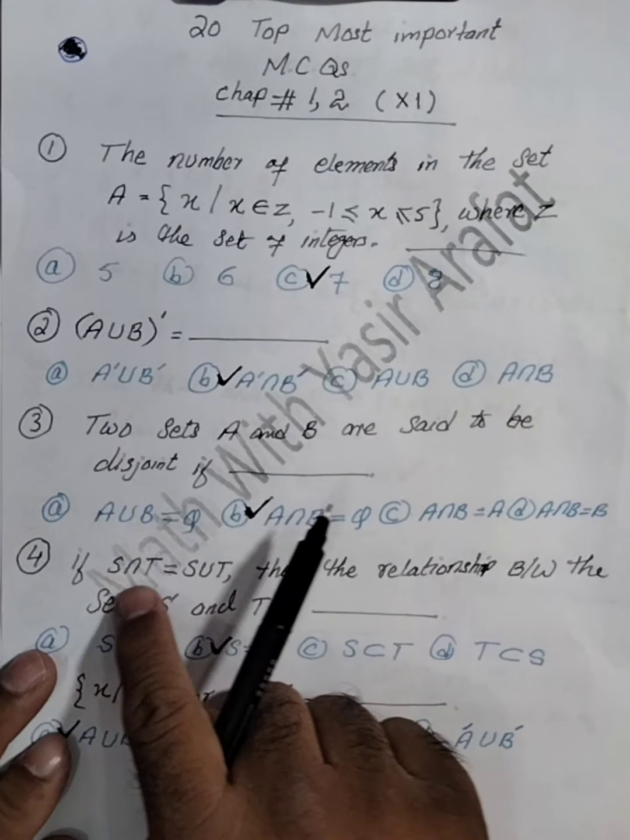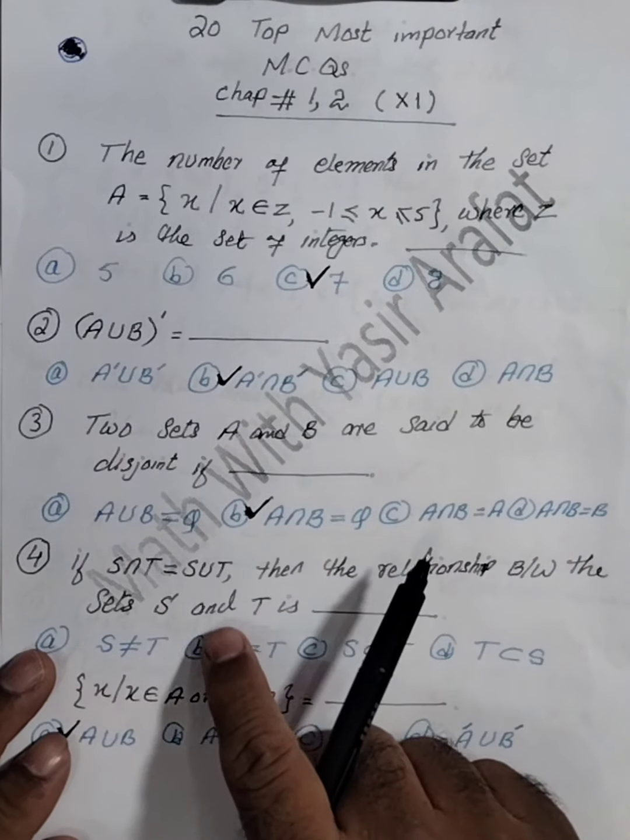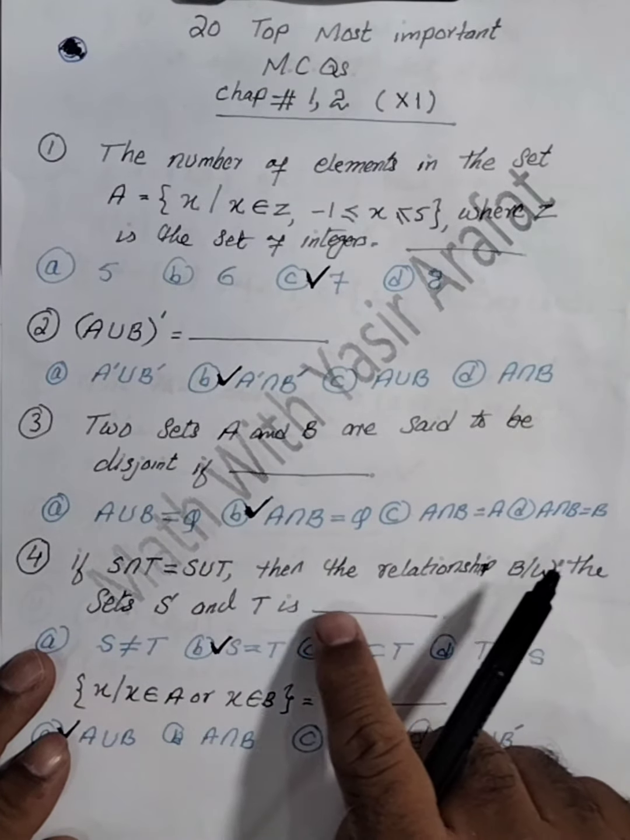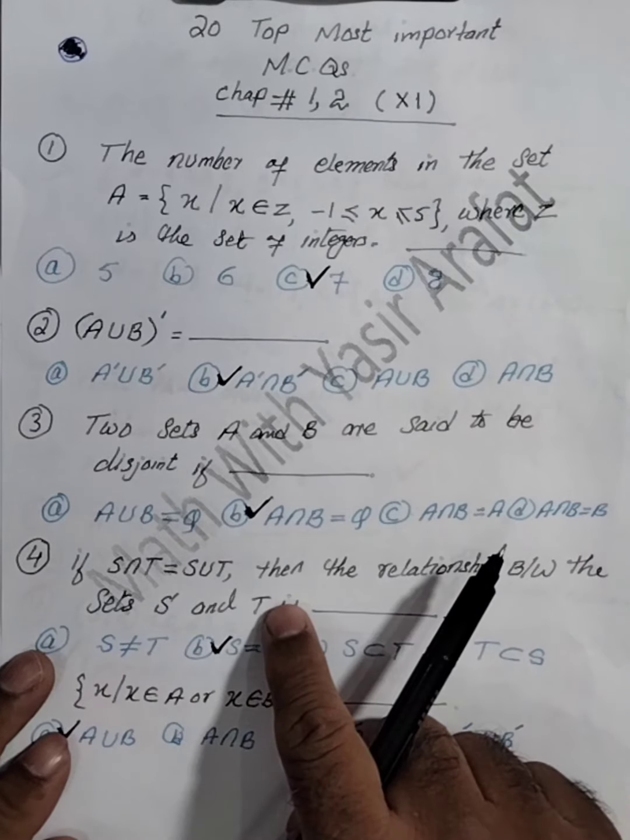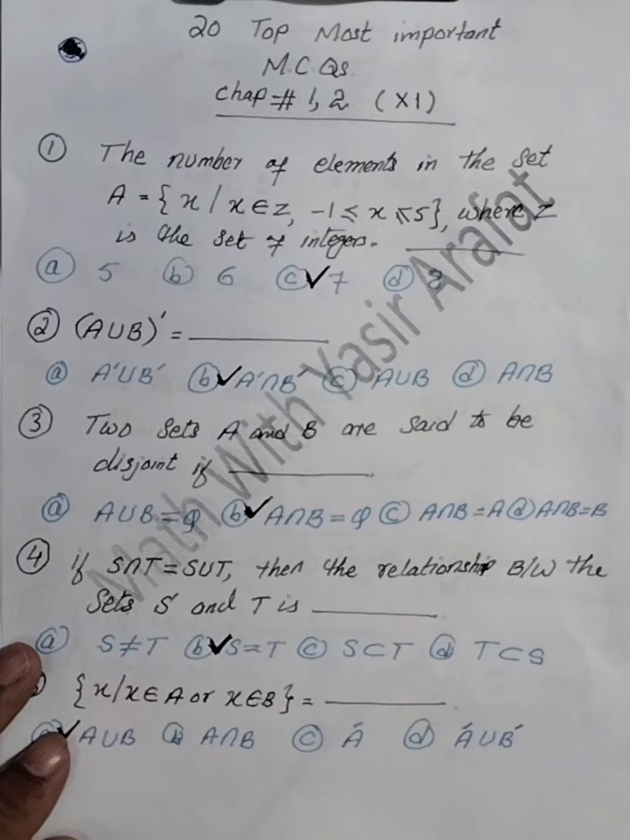Now come to the fourth MCQ. S intersection T is equal to S union T. So what will be the relation between S and T? They are equal sets to each other. So when two sets are equal, then their intersection and the union will be equal to each other.